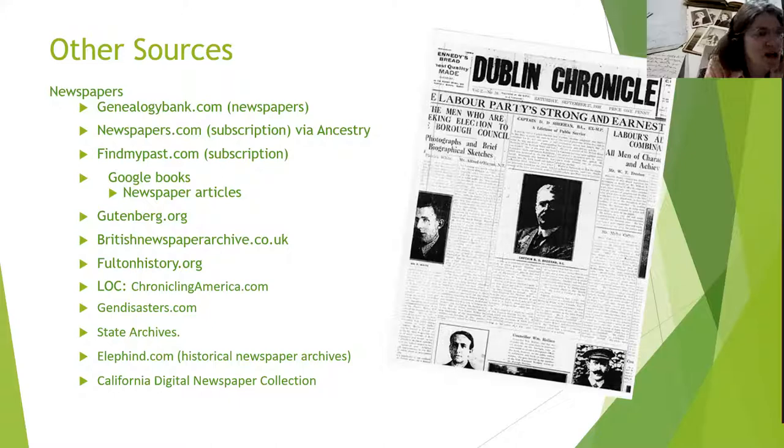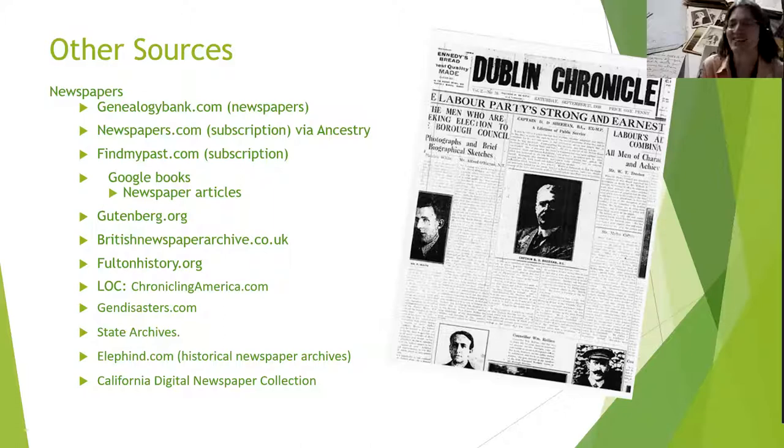Google Books has newspaper articles. A relative found information on our ancestors' murder from 1863 on Google Books. There's Gutenberg.org, and the British Newspaper Archive, .co.uk. There's FultonHistory.org. And I like using Chronicling America through the Library of Congress website. In fact, yesterday I found that my ancestor won a bronze art piece. So that was kind of fun.